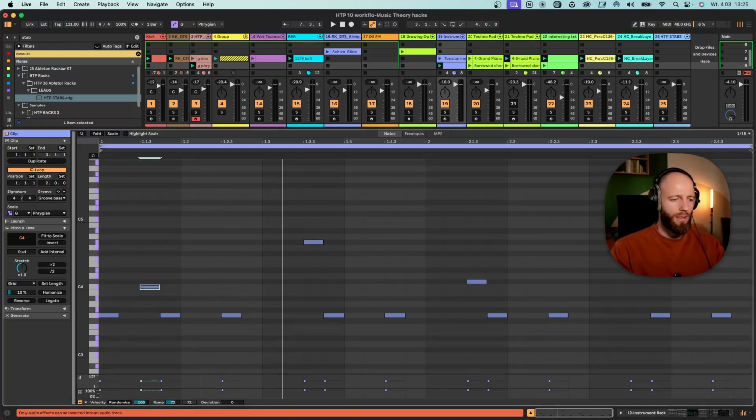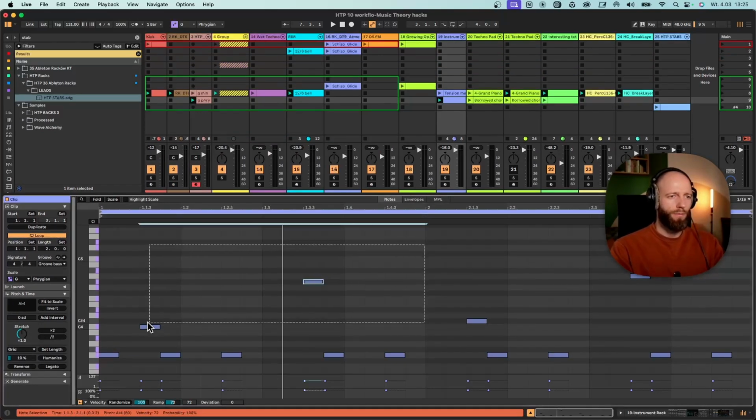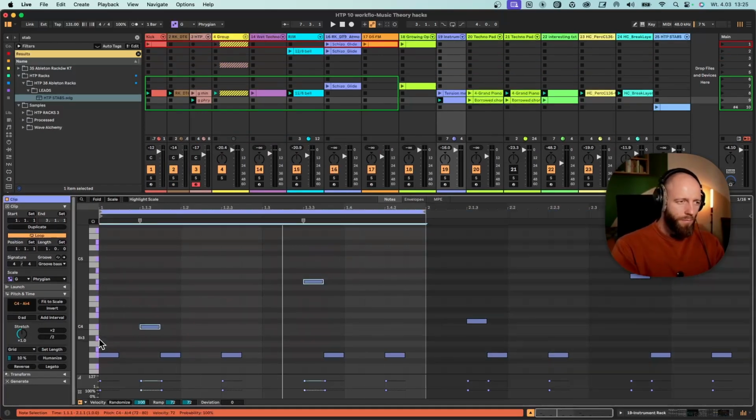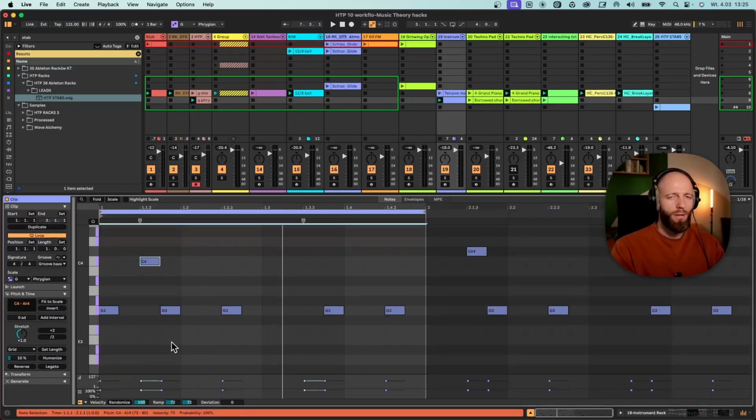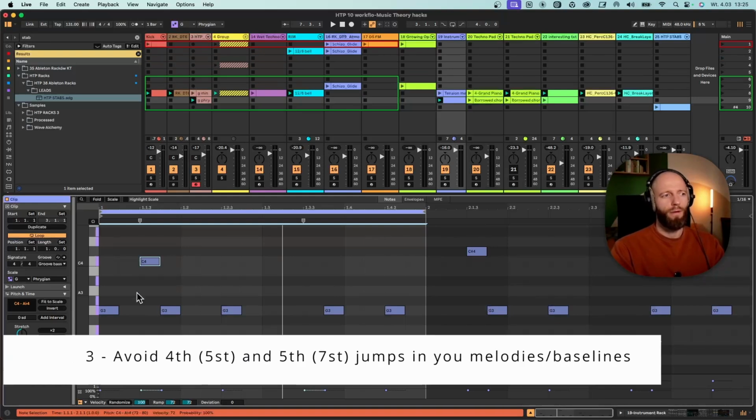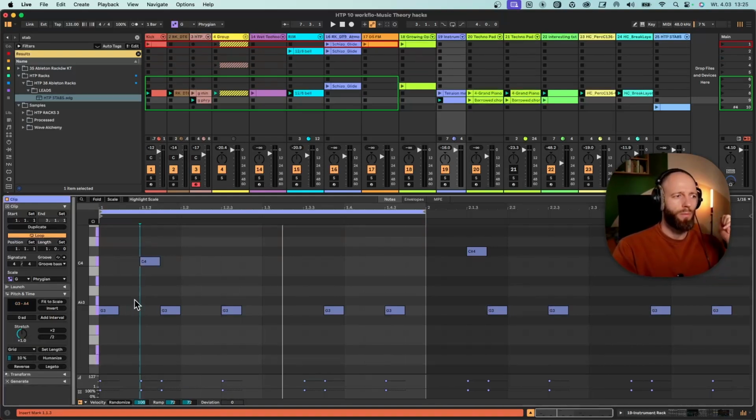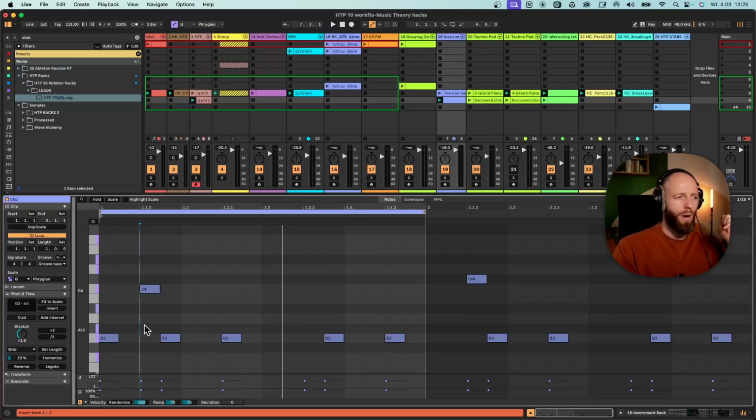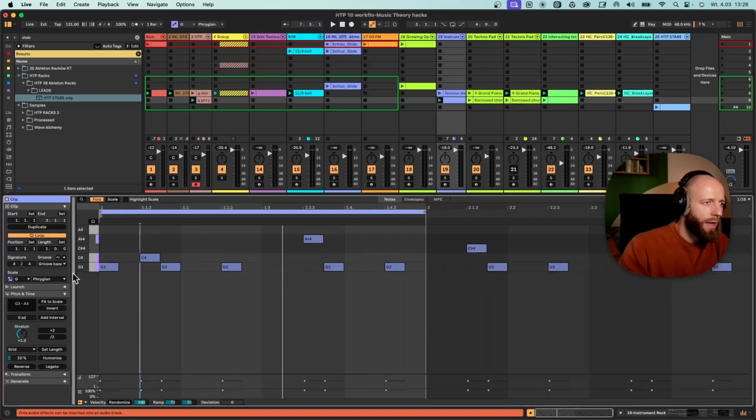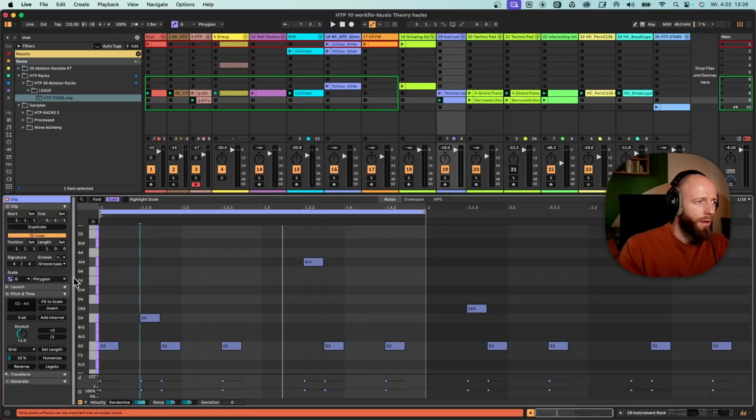So let's jump further. When you create a melody, let's create a melody from this one. You want to avoid playing the fourth or fifth. So in this instance, this would be 1, 2, 3, 4, 5. This would be C, and this would be 1, 2, 3, 4, 5, 6, 7. Okay, let's not fold the scale, let's just play it as it is.